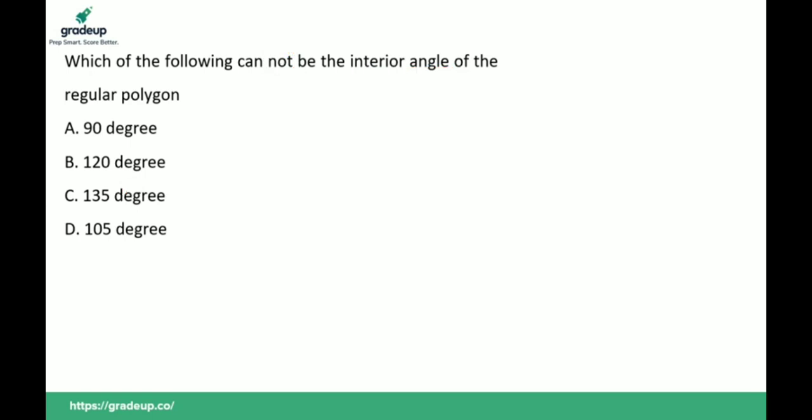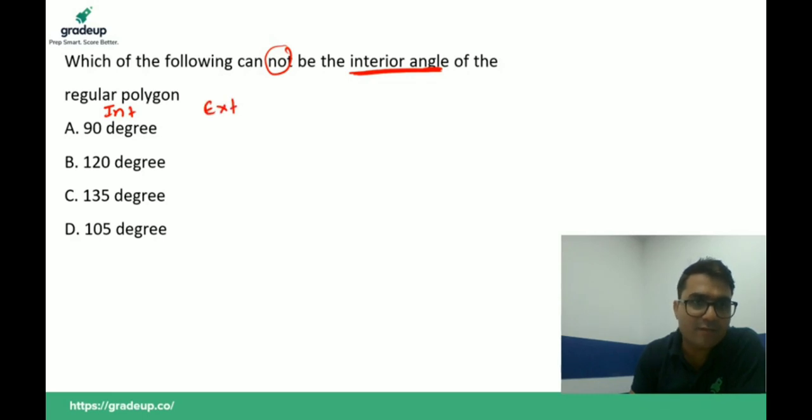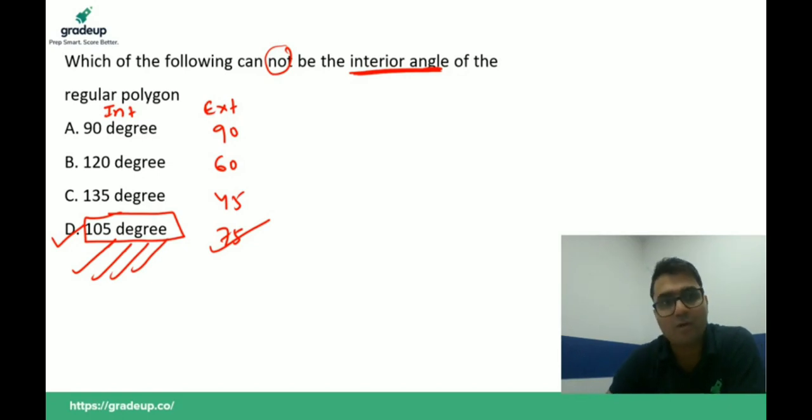All right. So guys, listen carefully. If you are asked to find which of the following cannot be the interior angle, do this question by the exterior angle. This will become easier. If this is the interior angle, then the exterior angle must be, if this is 90, then this will be 90. This is 120, this will be 60. This is 45. This is 75. As in the previous question, 75 cannot be the exterior angle of the polygon, then you can say 105 degrees cannot be the interior angle of the regular polygon. Is it okay?